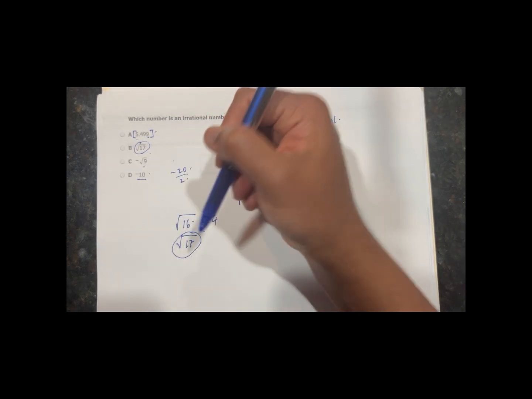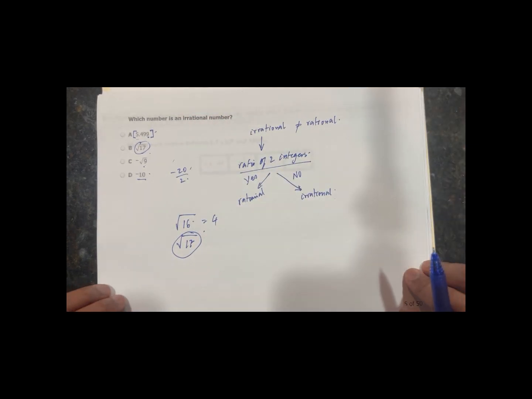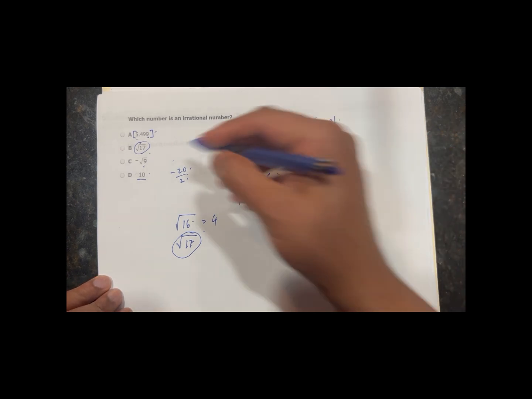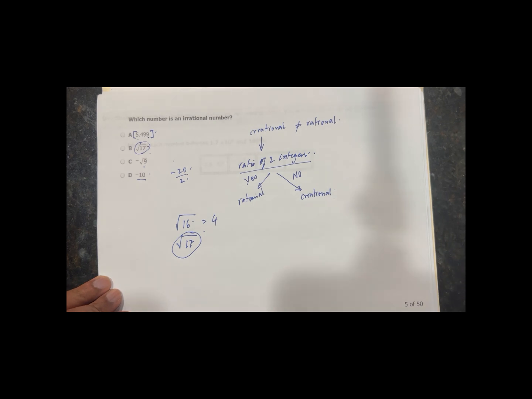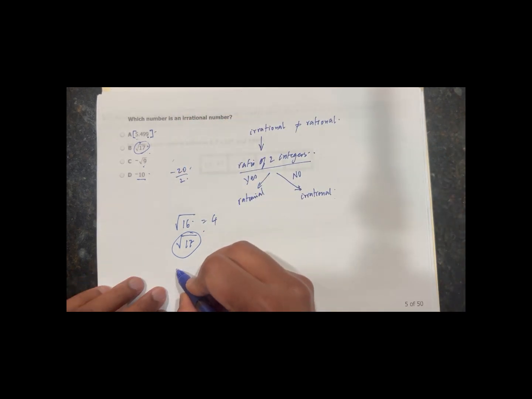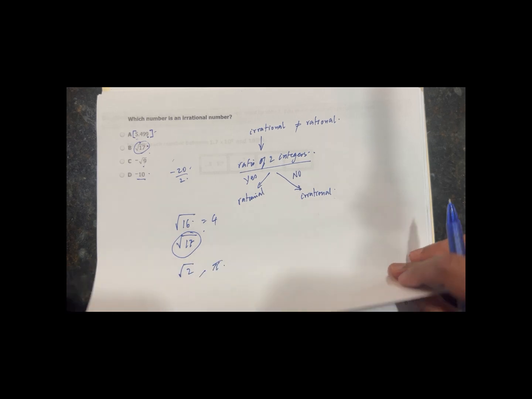Again, do brush up on your rational and irrational numbers, and let me know if you've got any questions. Again, the ratio of two integers. 17 is a prime number, so it only has itself and the number 1, so it's very easy. Another few examples of irrational numbers are root 2, pi, etc. So just think about that.